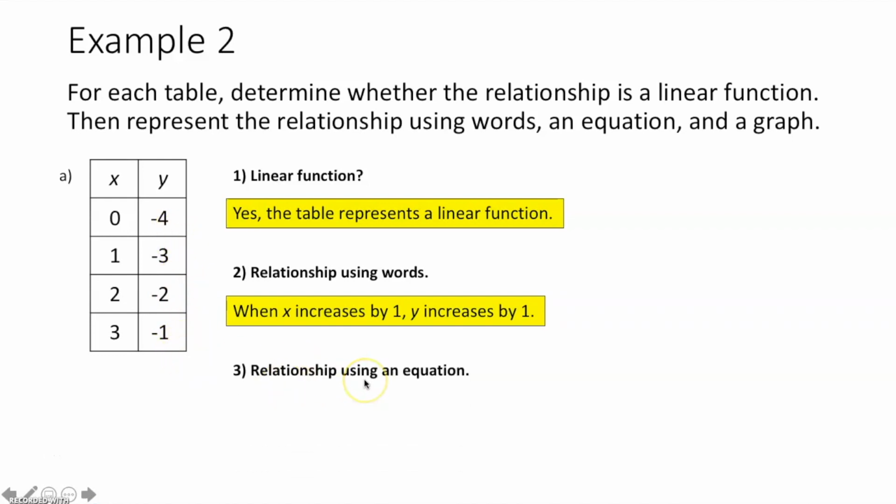Next, the relationship using an equation. You first always write y equals. And then on the other side, I'm going to do something to x in order to get y. The question is, what do you do to x to get y? What do you do to these x values to get these y values?